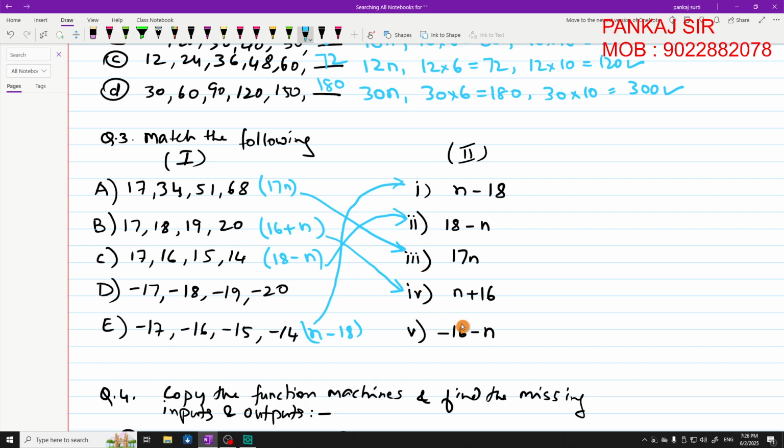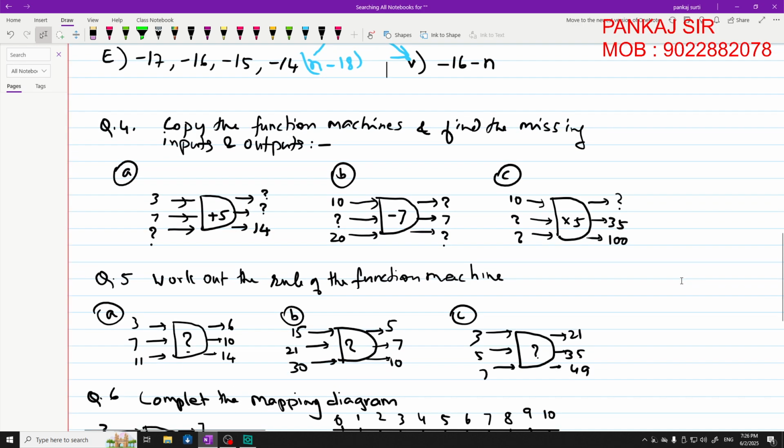Fine. Now we are left with only this one. Okay, so this is going to match with this, right? So this is how you have to deal with question number 3. So these were the questions based on sequence. Now let us try to handle this question.